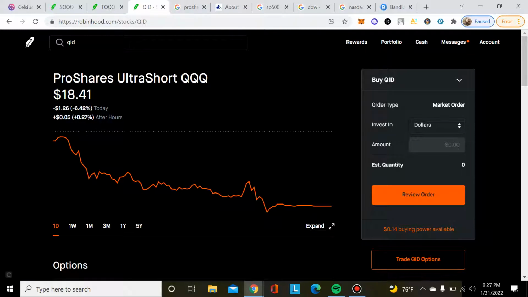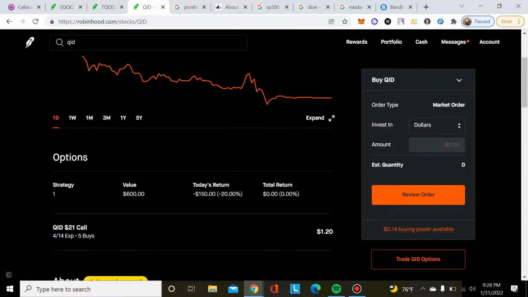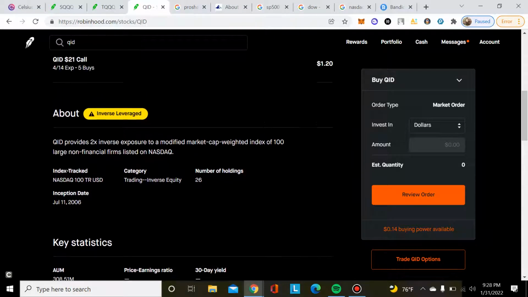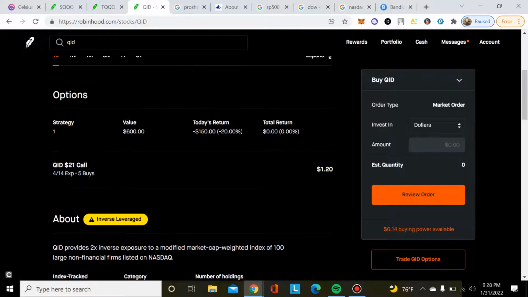There's also one that I had played here, the QID, which is the ultra short QQQ. So this is the opposite of the TQQQ. This one gives you, let me show you, 2 times inverse exposure. So I had played this for the Fed rate hikes. I was expecting the rate hikes to really draw down the market.